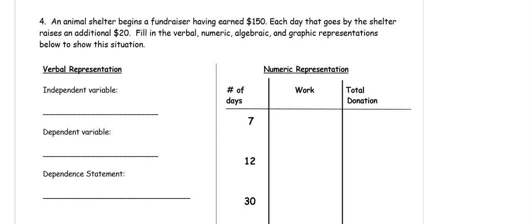Okay, so our independent variable, we have to figure out what we're looking for. Remember, here's our independent, here's our dependent. So our independent variable is number of days, so number of days that have passed. And then our dependent is total donation. So how much are they going to be able to donate?